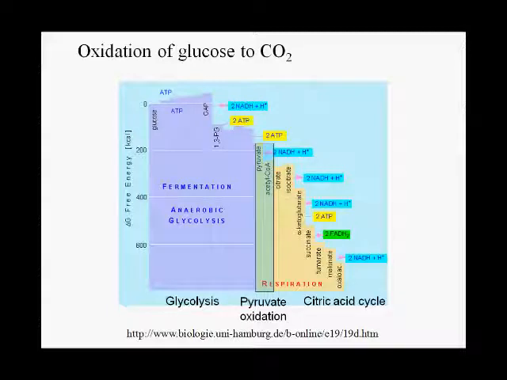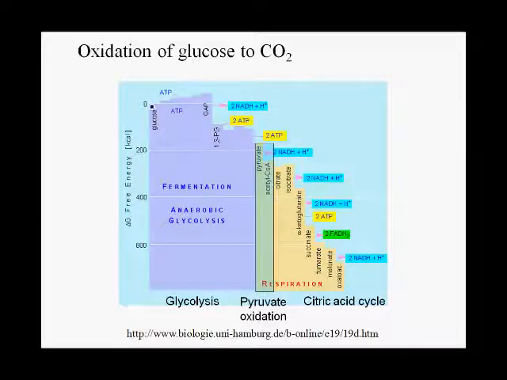If we look at the oxidation of glucose to carbon dioxide, here is one way to look at the entire overview. And this is one of my favorite diagrams. It's a free energy diagram showing the three energy pathways that we'll be looking at that take glucose down to CO2. So on the vertical axis, we have change in free energy.